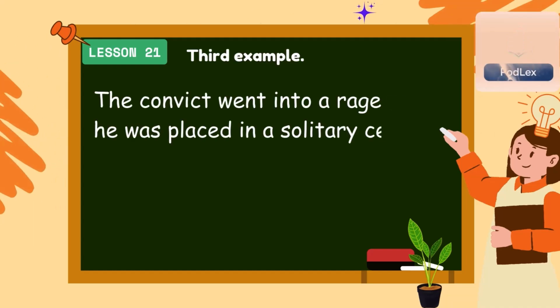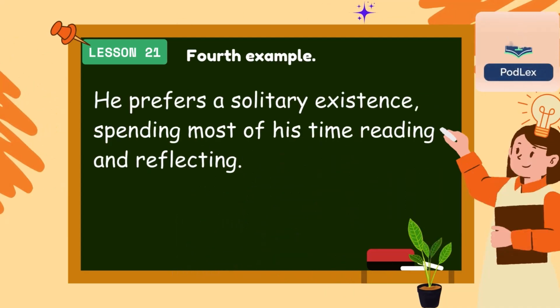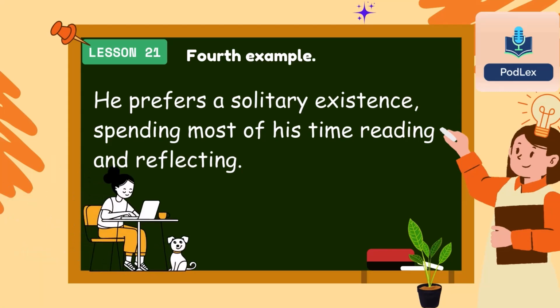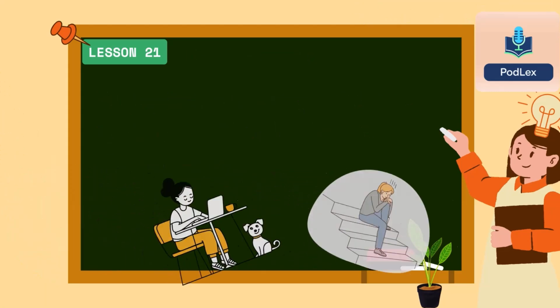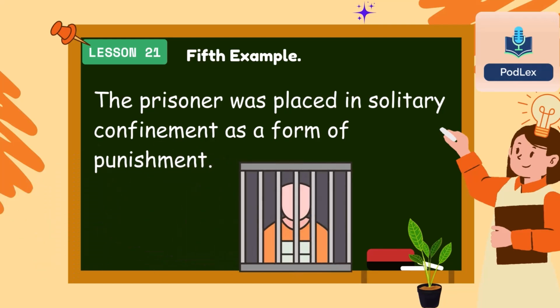Third example. The convict went into a rage when he was placed in a solitary cell. Fourth example. He prefers a solitary existence, spending most of his time reading and reflecting. Fifth example. The prisoner was placed in solitary confinement as a form of punishment.